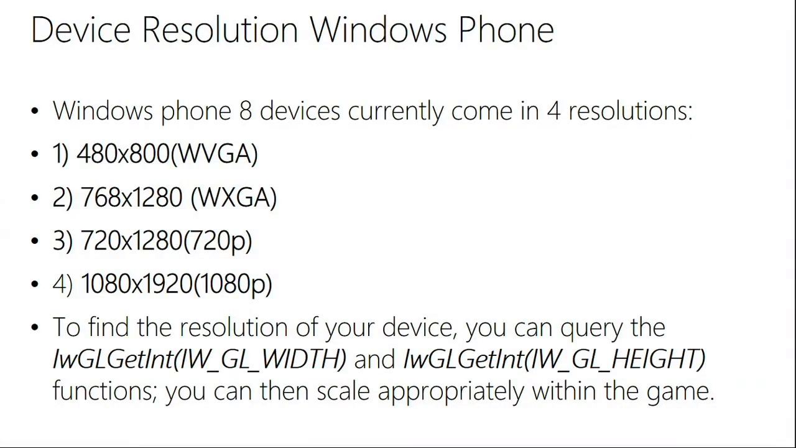So let's look at the device resolutions for Windows Phone. Windows Phone really comes in 4 different variants. We have the 480 by 800, the WVGA. We have the 768 by 1280, which is the WXGA. And then we have the new HD devices, the 720p and the 1080p. What's really interesting about this in C++ is you can query the devices to see what actual resolution they are, so what the end user has, and more importantly, then provide content that is most appropriate to their device. That's a great feature for game developers today.